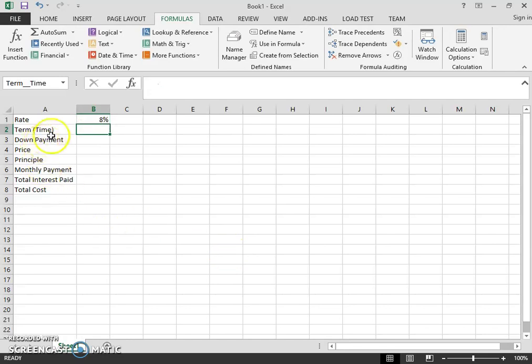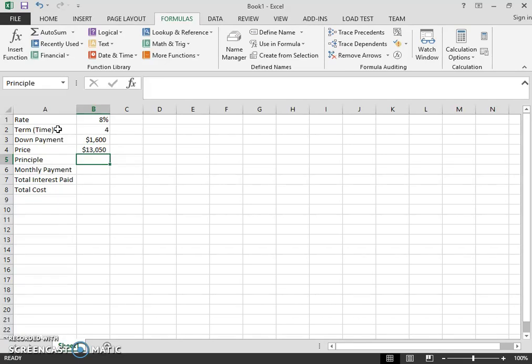Term or time. This is what you have to be careful of. Is it given to you in years, or is it given to you in months? In this case, it is given to us in months. The reason we have to know is we make a monthly payment, so we're going to have to do a little bit of conversion. Our down payment, according to the directions, we have $1,600 to put as a down payment. The price of the car, according to the directions, was $13,050. Now from here, everything we're going to be doing is running our math.